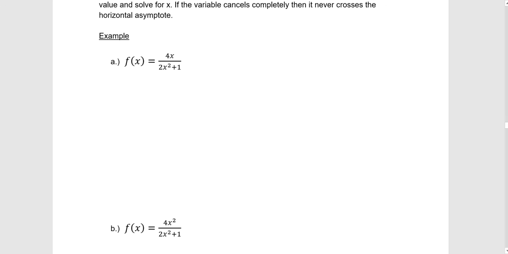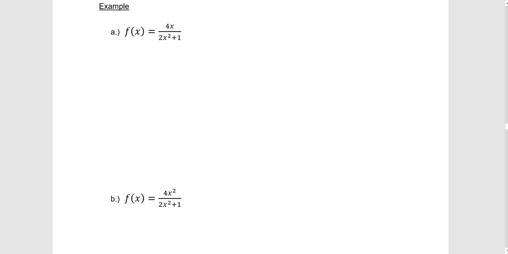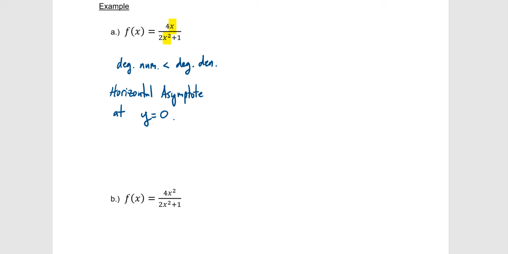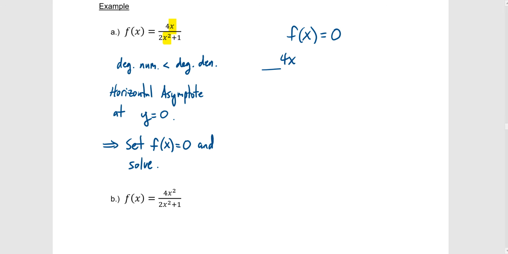Okay, so let's see this example right here. We have f of x equals 4x over 2x squared plus 1. So we notice that the degree in the numerator is smaller than the degree in the denominator, which means we have a horizontal asymptote at y equals 0. And what this means is that we are going to set f of x equal to 0 and solve for x. Okay, so I'll do that up here. F of x equals 0. That's going to be 4x over 2x squared plus 1 equals 0.